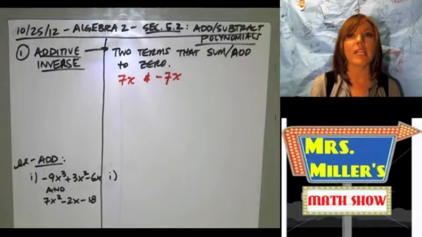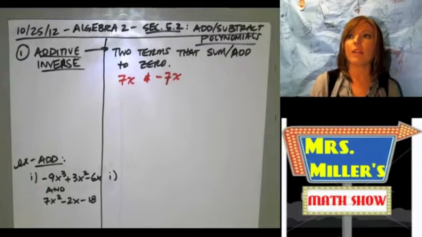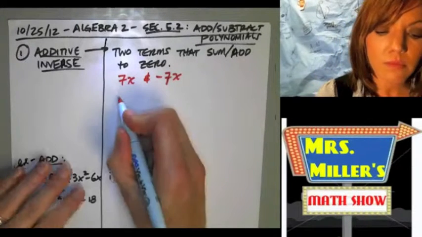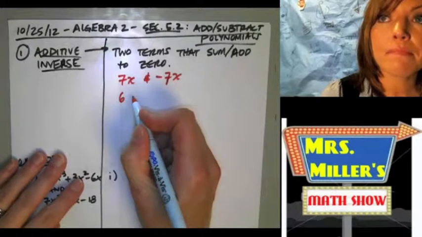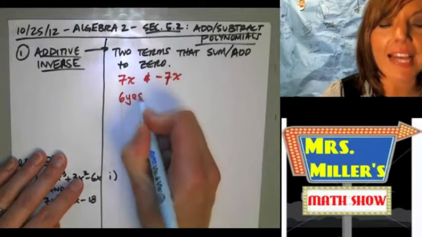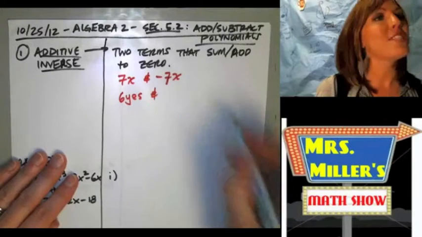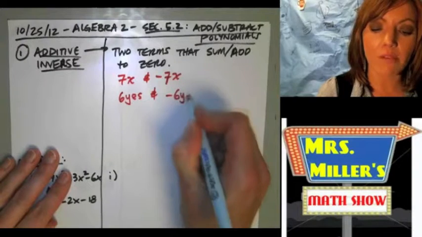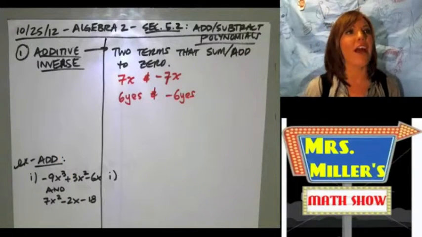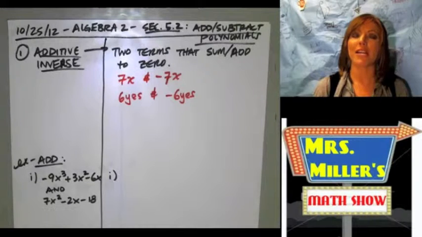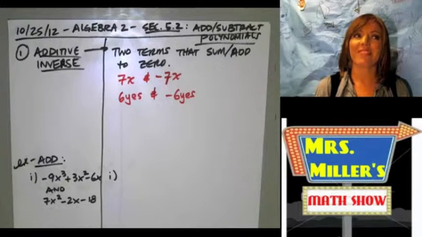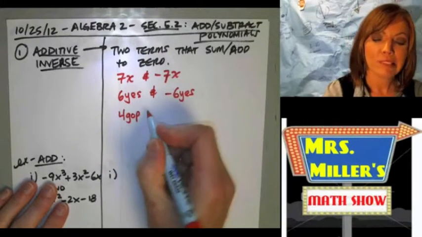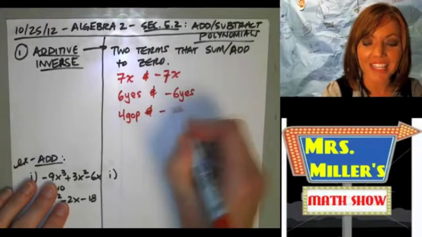So can somebody give me another pair of additive inverses? Thane. 6 YES, and negative 6 YES. You guys are very creative with your terms. All right, everybody give it up for Thane. Hey, Thane. All right. Any others? Mr. Anderson. 14 GOP and negative 14 GOP. Okay, everybody give it up for Zach.